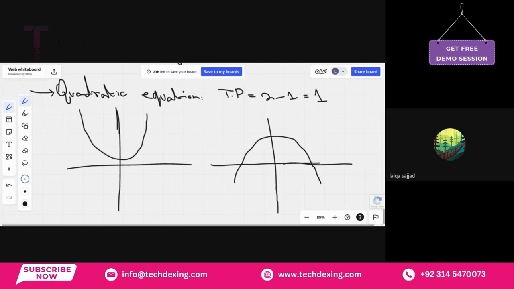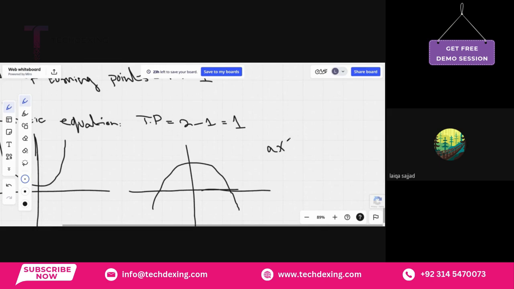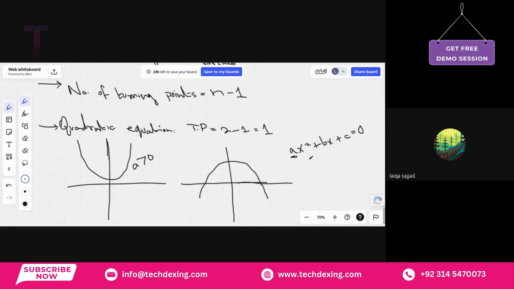For example, if I have a quadratic equation in the standard form, ax squared plus bx plus c equals 0. The constant written with x squared, if it is a positive number, then we get concave up. If a is greater than 0, then we get a shape which is concave up. If this coefficient written with x squared is a negative number, or less than 0, then we get a concave down. This is the difference for a quadratic equation.